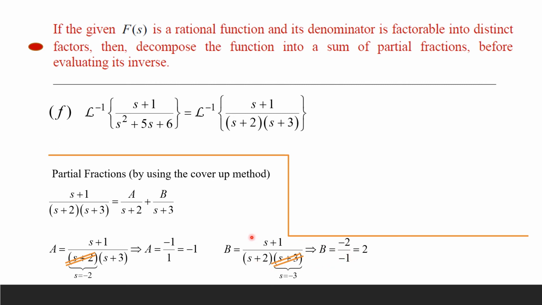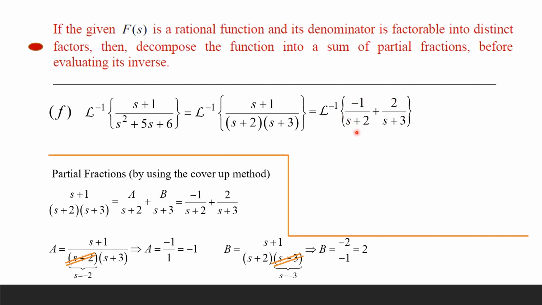So we know that A equals negative 1, B equals 2. Replace A and B by the numbers that we have just obtained. It will be negative 1 divided by s plus 2 plus 2 over s plus 3. So this rational function can now be replaced by this expression. Transfer this result back into the inverse problem. We shall write as follows: inverse of negative 1 over s plus 2 plus 2 over s plus 3, because we have said that these two are equal based on partial fractions.